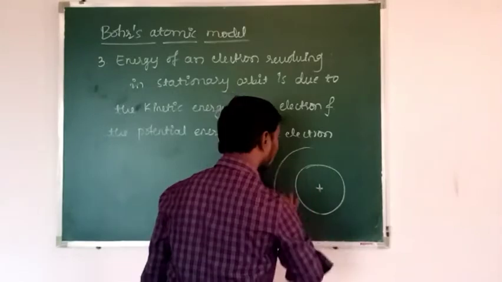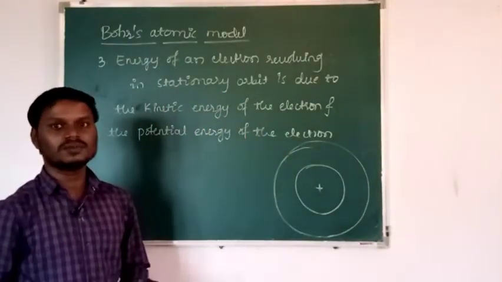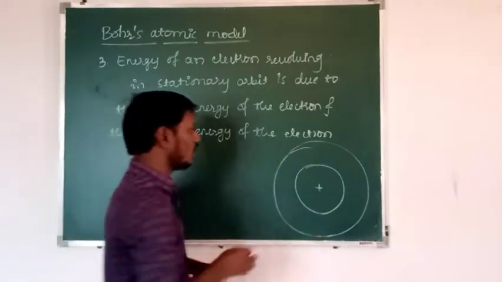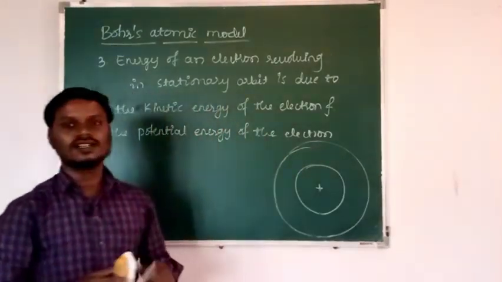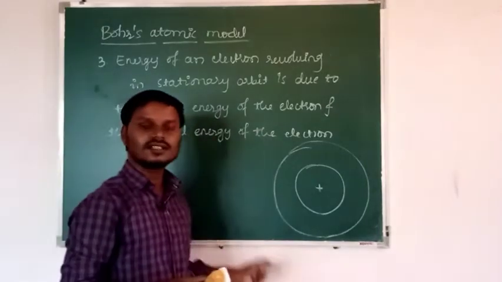Then energy of the second orbit, that means the total energy of the electron in the second orbit. Then energy of the third orbit. The energy of the revolving electron means the total energy of the revolving electron in the third orbit.